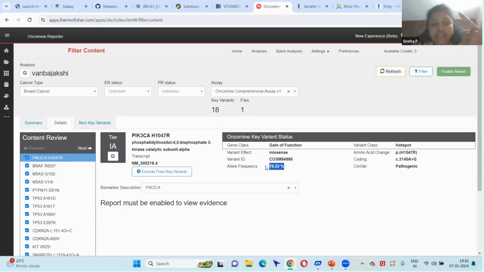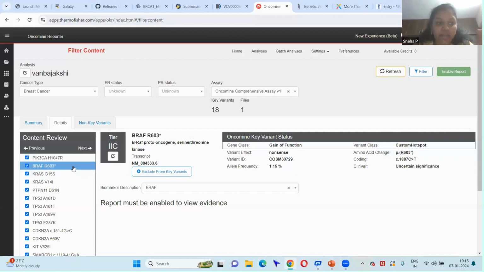I have aligned it and my uniformity is good. My on target is good. Now my allele frequency is good. And this is a pathogenic variant. So I will report this variant in her report and suggest that she is a PIK3CA variant breast cancer patient. Okay, so these are the other variants.